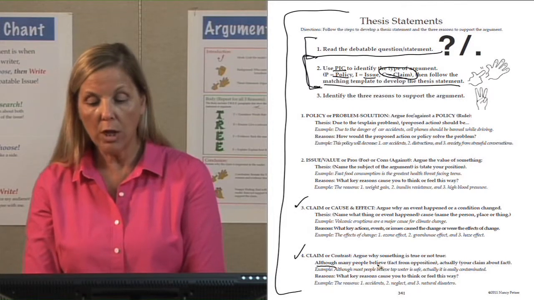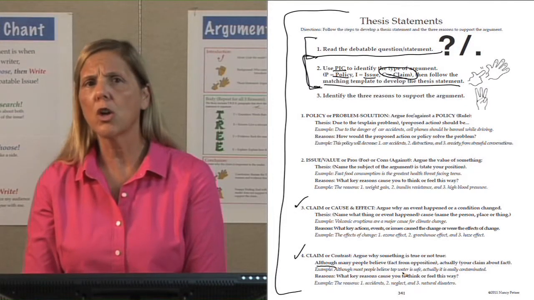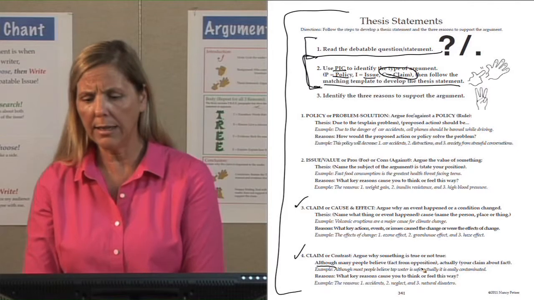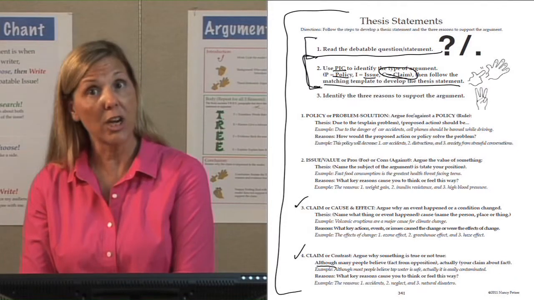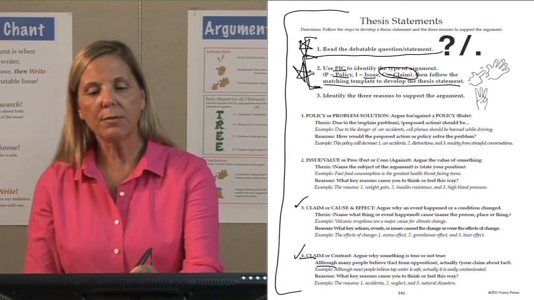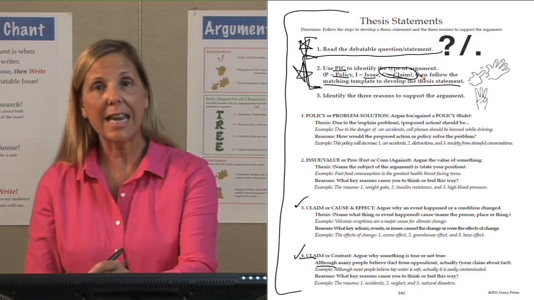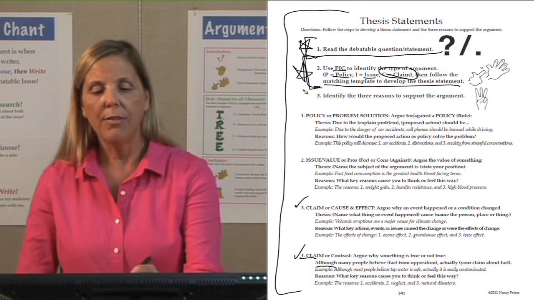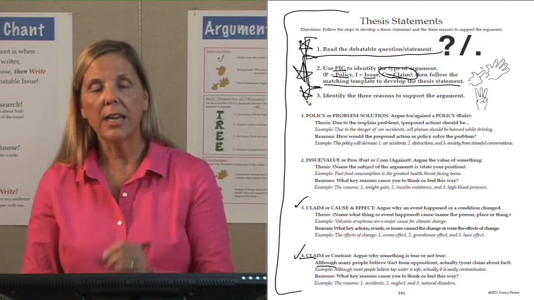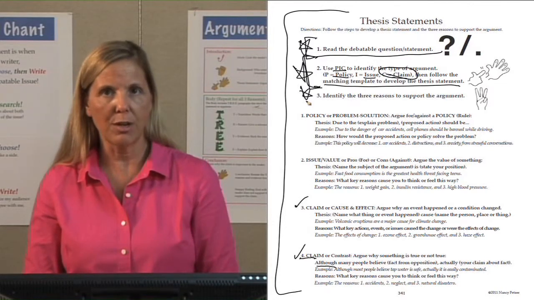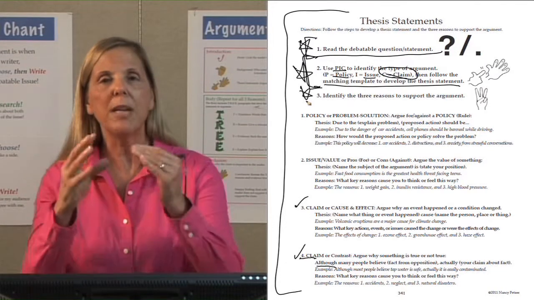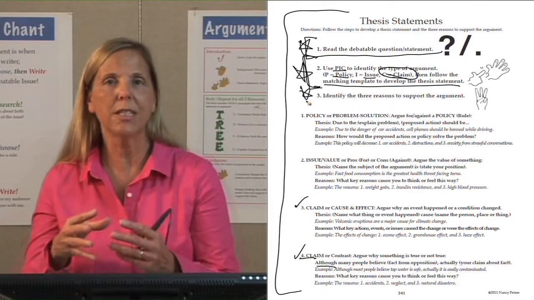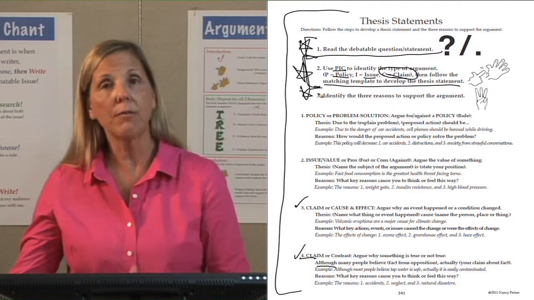Although many people may believe cell phones can cause problems in a school setting, actually they can be used as an educational tool. Once we use the frame and we develop that thesis statement, the argument, then we need to identify 3 reasons to support that argument. We already have those because we have already done the research. Let's look at the different types of arguments.